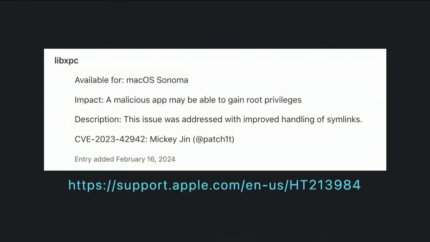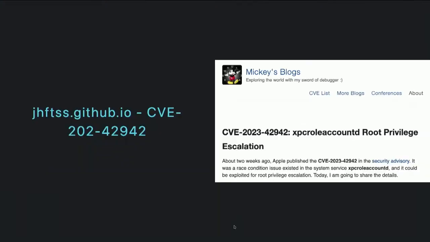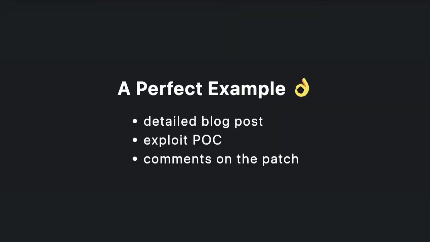All right, next we're going to look at CVE 2023-42942. This is from Mickey Jin, who I think is in this room, and I'm going to talk to him about this one later, but he can follow along here, see if I've got this right. In this case, Mickey had published a blog post, and this is the perfect example. You have a detailed blog post, there's an exploit POC, and Mickey's even commented on the patch. And so I'm like, I've got this. I'm going to get this right.